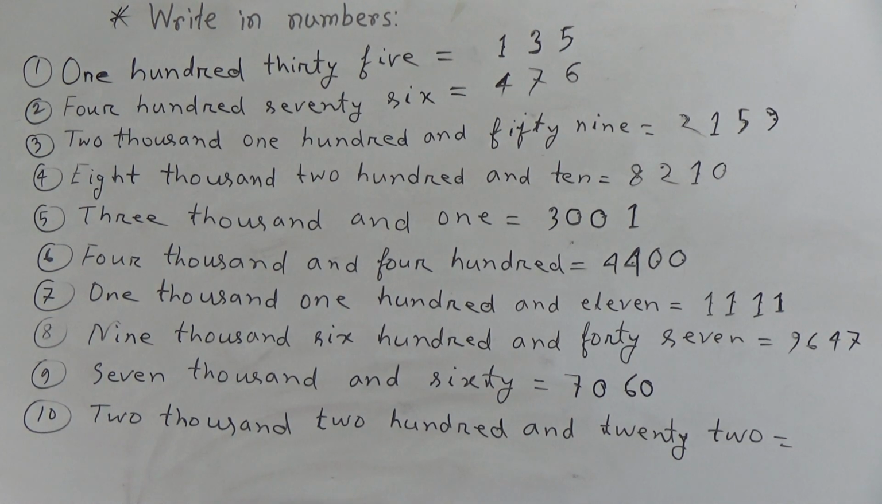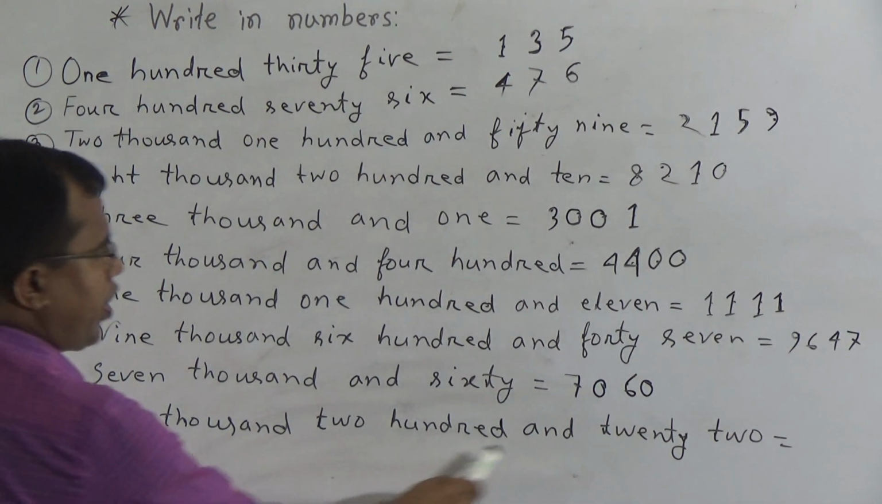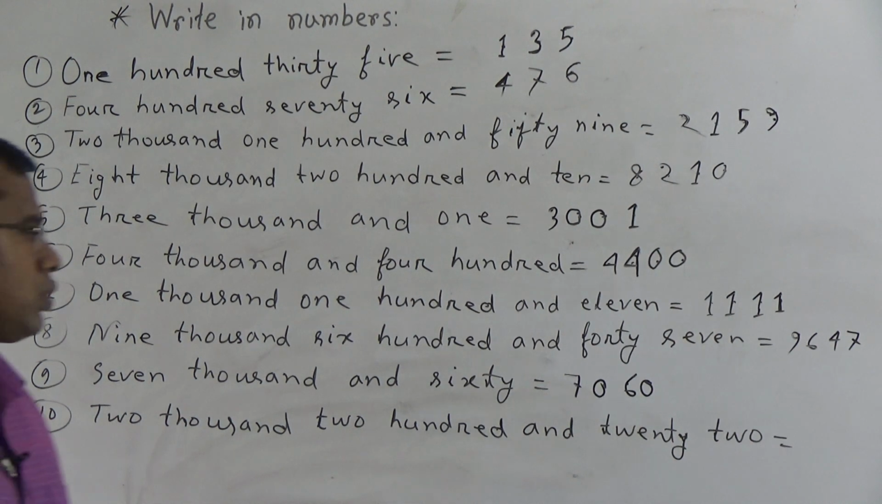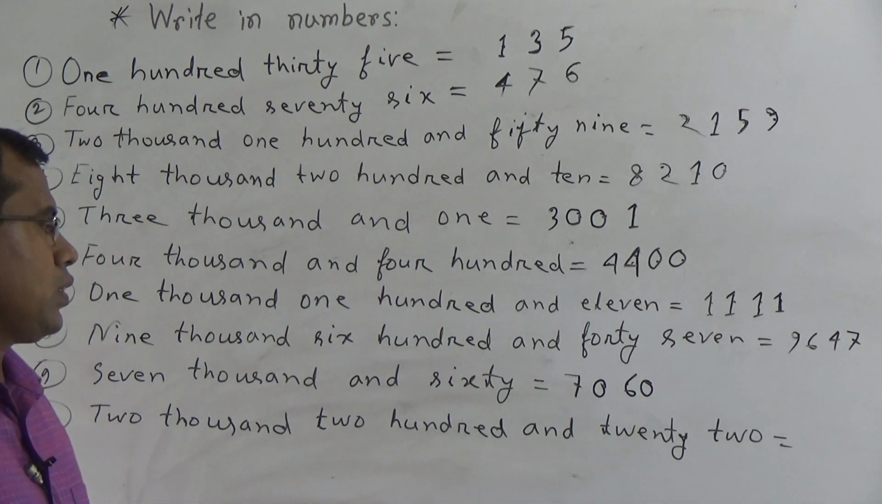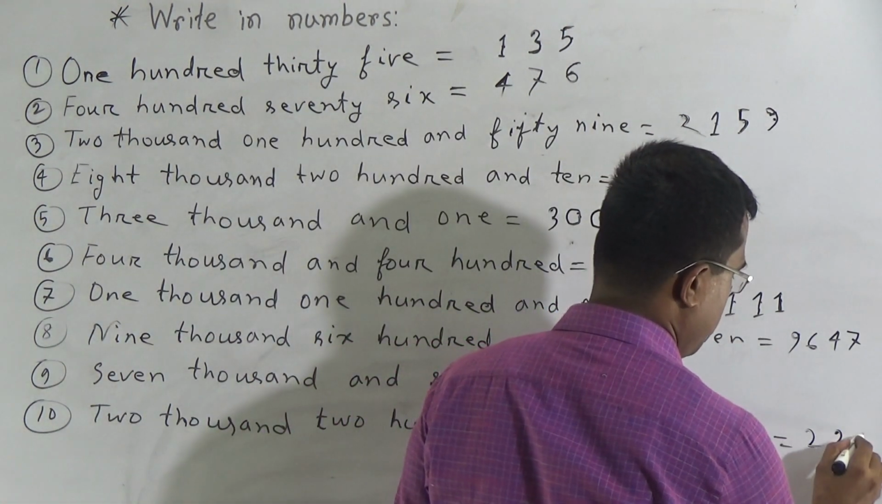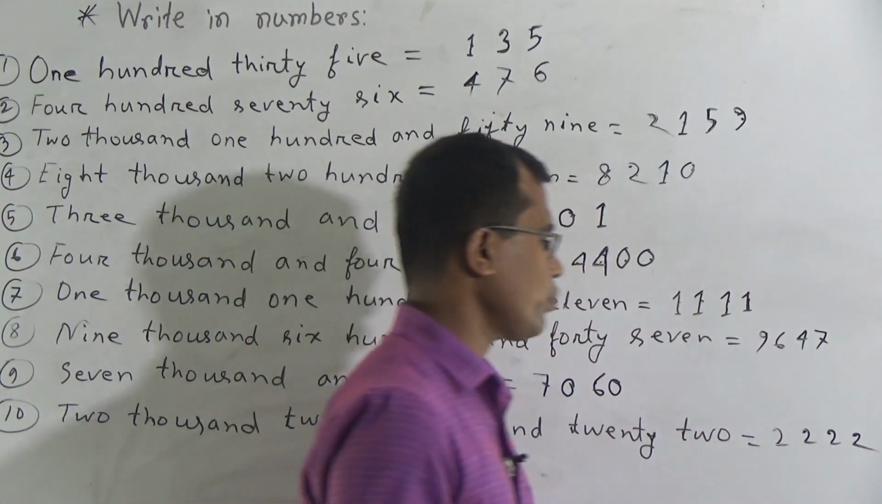Now number 10, 2222. Here the thousands place digit is 2, the hundreds place digit is 2, the tens place digit is also 2, and the ones place digit is also 2. That means 2, 2, 2 and 2.